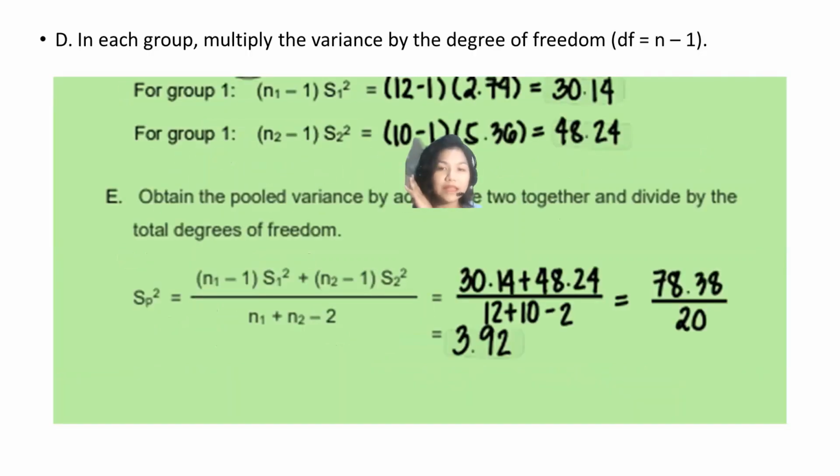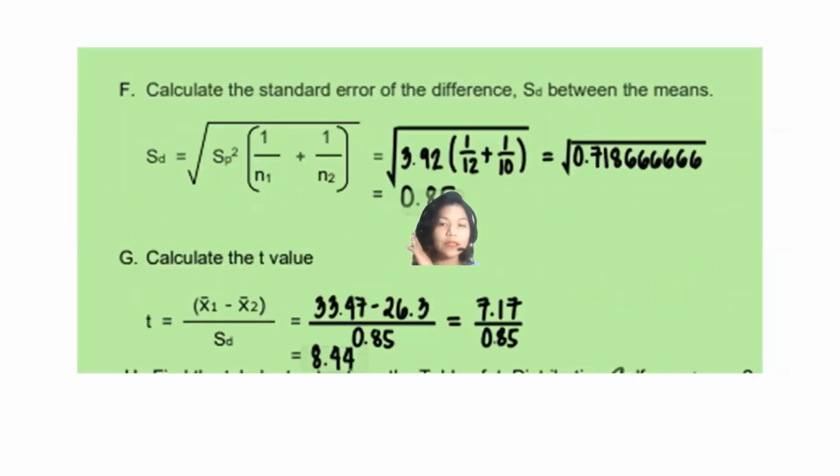Ano ba yung 3.92? This is actually the pooled variance. So, pooled variance, or SP2, times 1 over n sub 1 plus 1 over n sub 2. So, we know that n sub 1 is 12 and n sub 2 is 10. So, 3.92 times 1 over 12 plus 1 over 10. We need to find the square root of this, but the answer is 0.85.